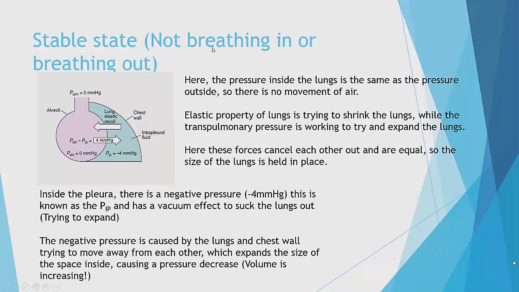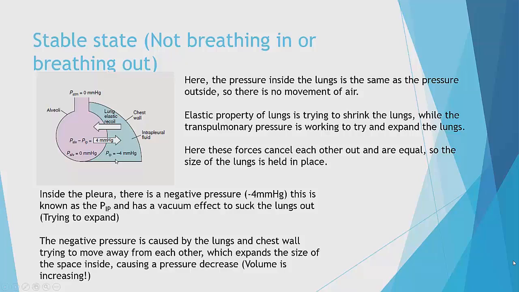When you have your stable state, that is, you're not breathing in or breathing out, it's just at a standstill, the pressure inside of the lungs is the same as the pressure outside. So your P alv, the alveolar pressure, is equal to 0, and there's no movement of air. The elastic recoil is trying to shrink the lungs, while your transpulmonary pressure is working to try and expand the lungs. In this situation, the forces cancel each other out, and they're equal. So the size of the lungs is held in place.